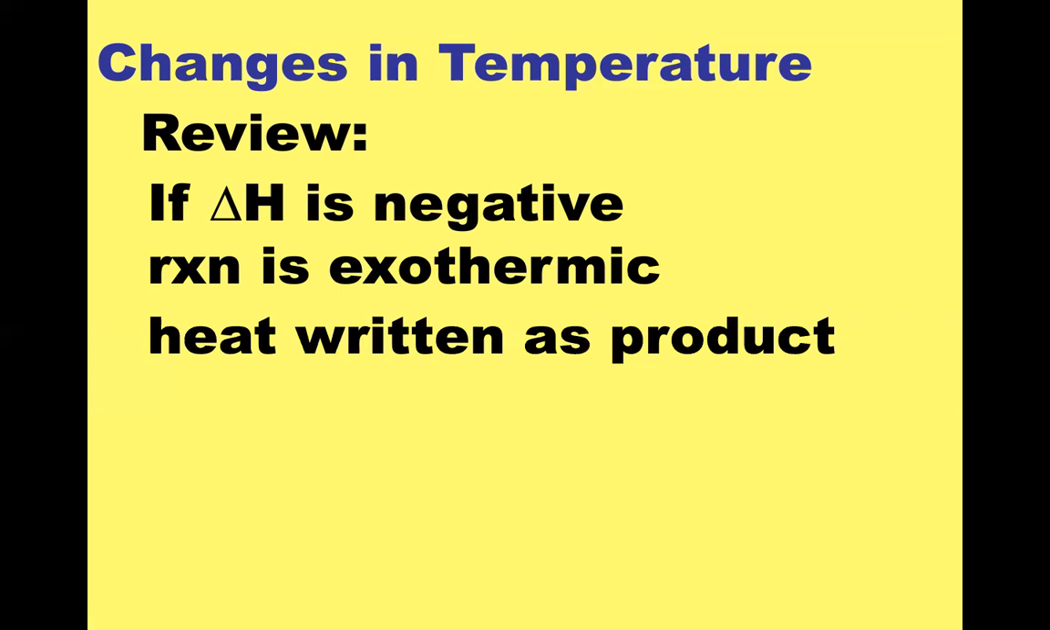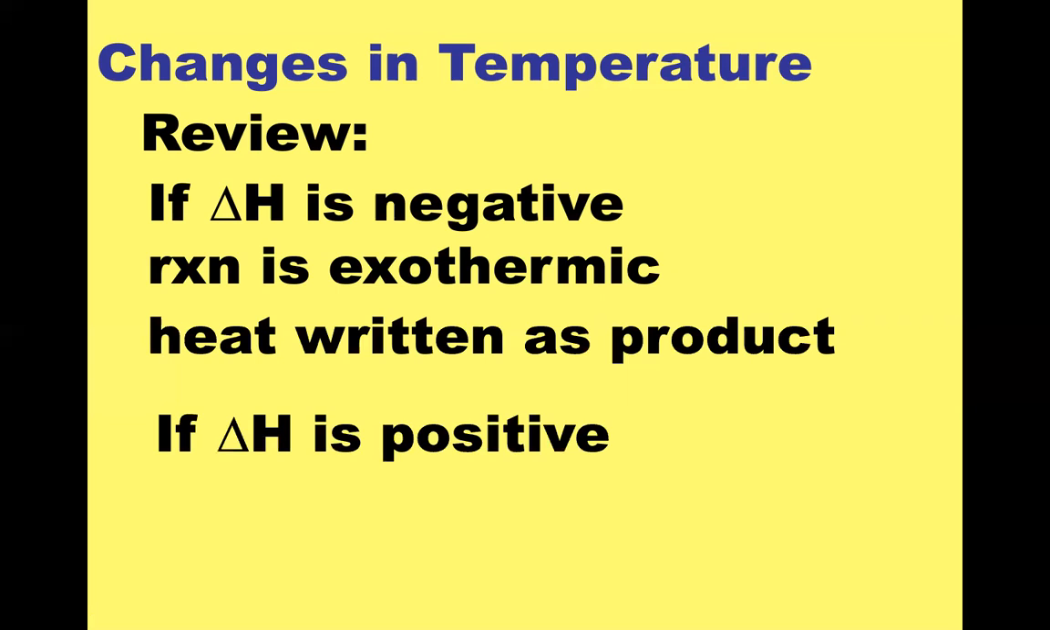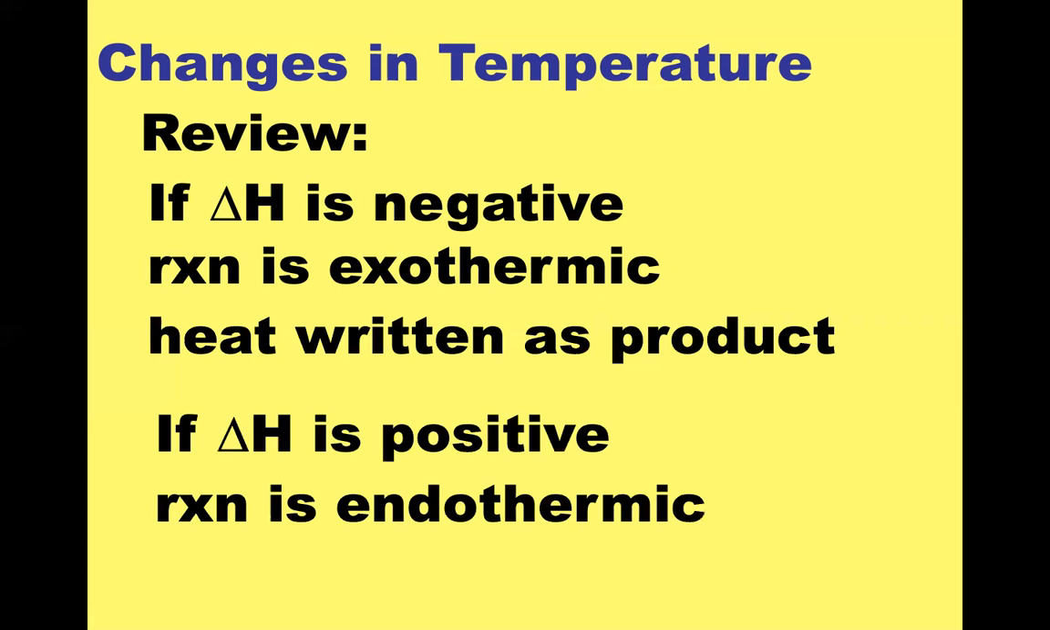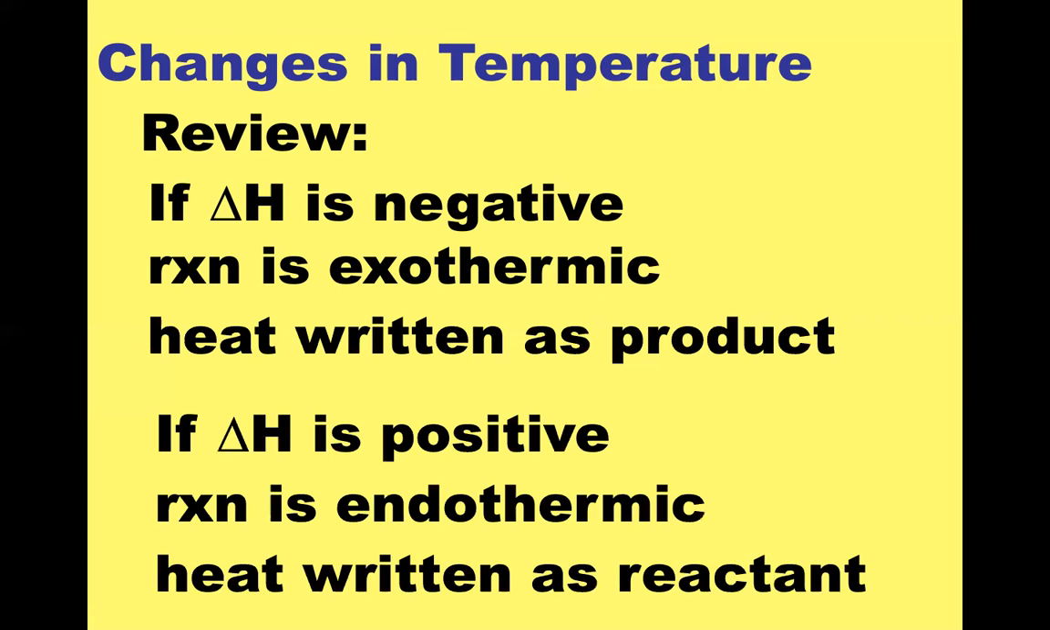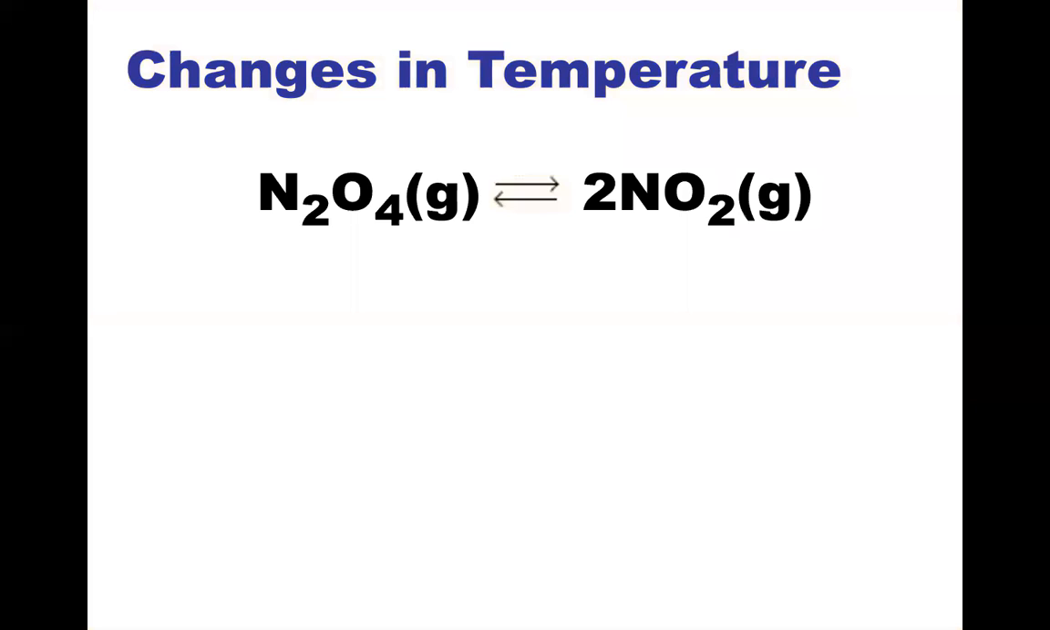So heat is written as a product. So if H is positive now, this is an endothermic reaction. Energy is being absorbed, and heat would be written in as a reactant. So we're going to take a look at a couple examples of this in a minute. So here we have a reaction. So these back and forth arrows here indicate that this system will reach an equilibrium.